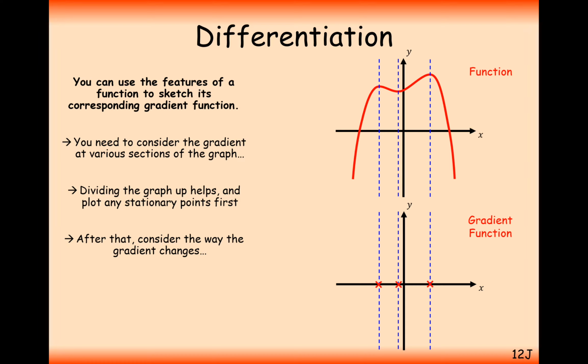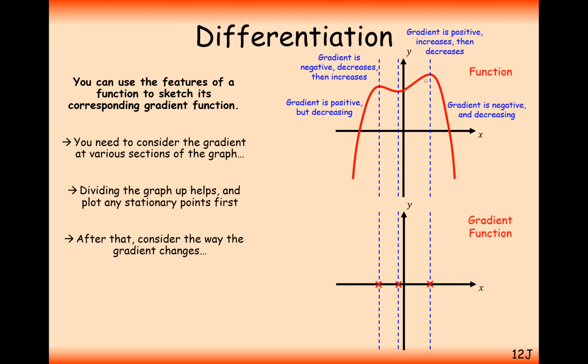Okay, so the next thing we need to consider is the way the gradient changes. So for the first section here, we have a positive but decreasing gradient. For the second part here, the gradient is negative, and then it increases again to get to the 0 point. The next section in here is initially positive, and then it starts to decrease. And then the next gradient here is a negative and decreasing gradient.